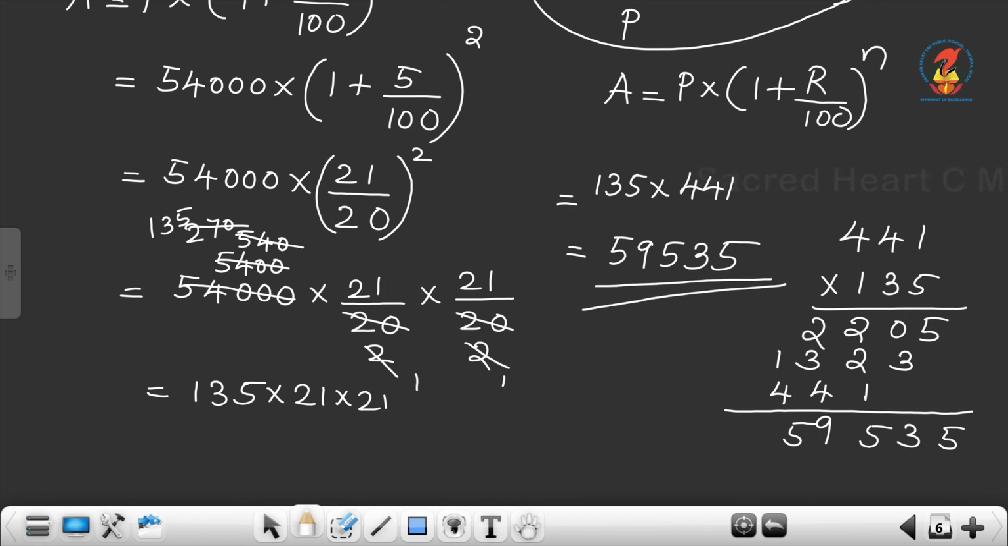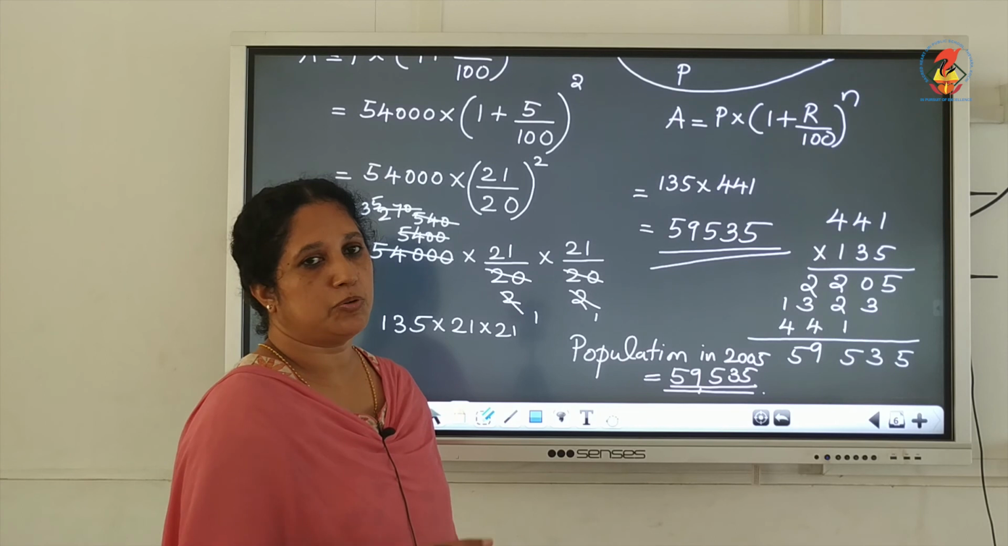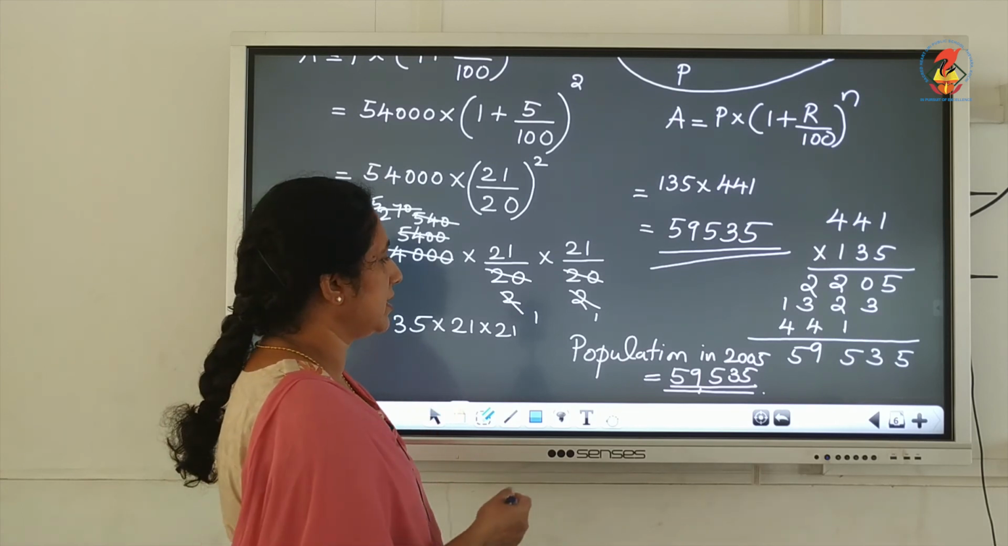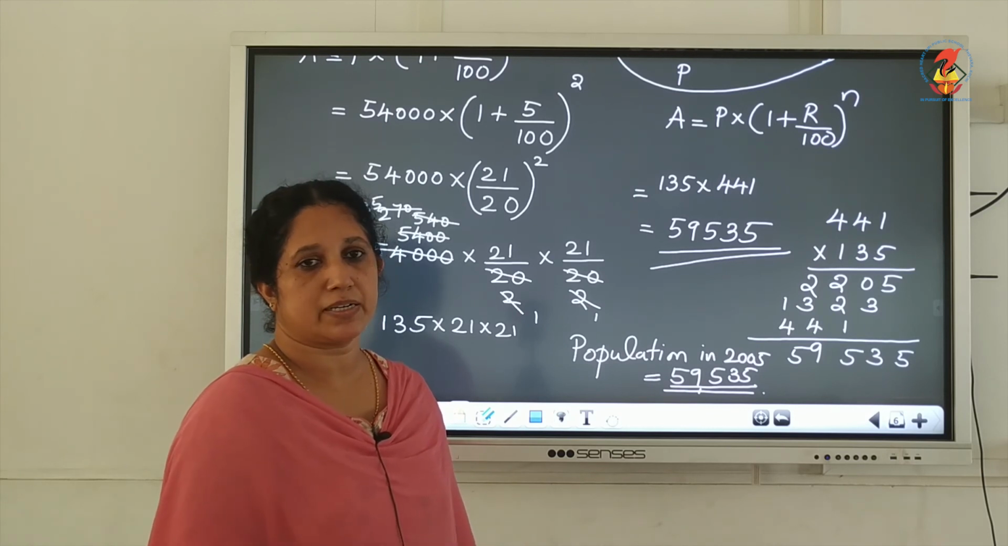So the population in 2005 is 59,535. So we can apply the compound interest amount calculation formula, P into 1 plus R by 100 all raised to n, for finding out the increase in population.